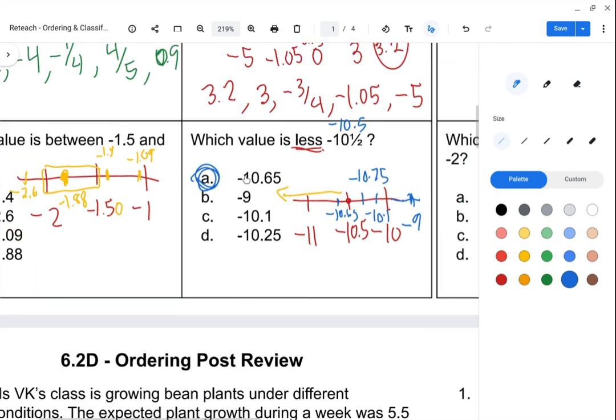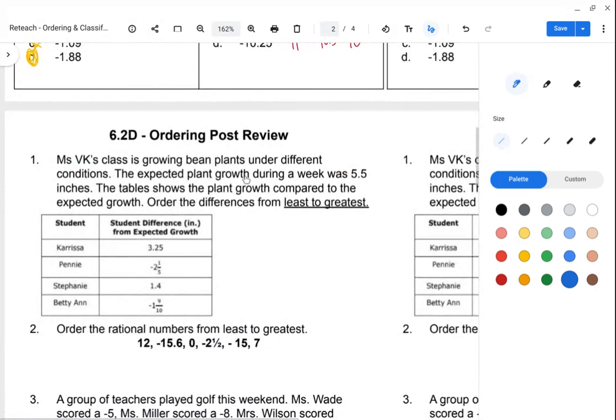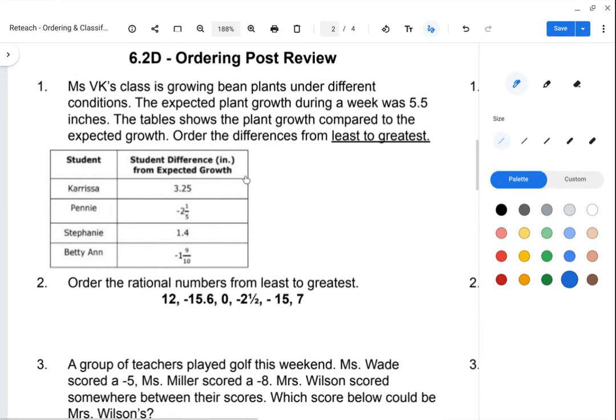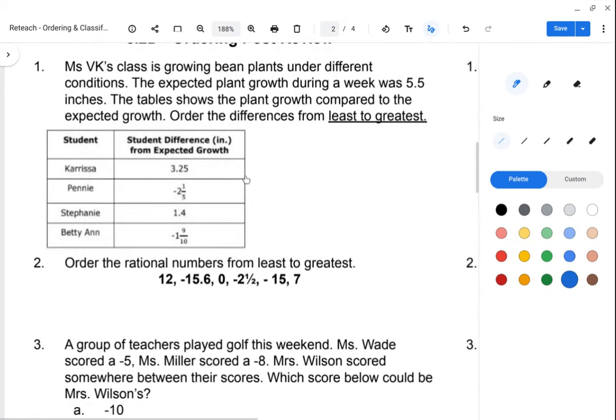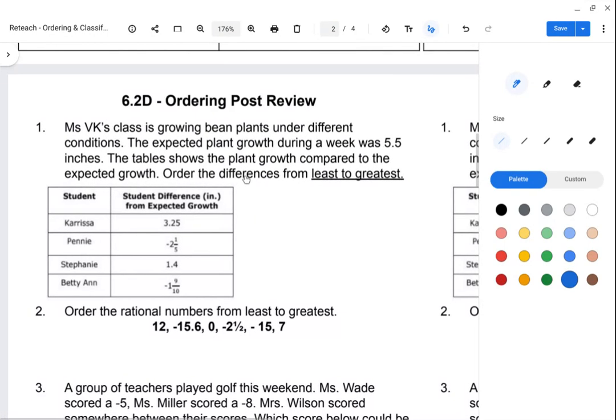All right, now your job is to answer these post-review questions. There are 5 of them, and then fill in your answers on the Google form to check them.